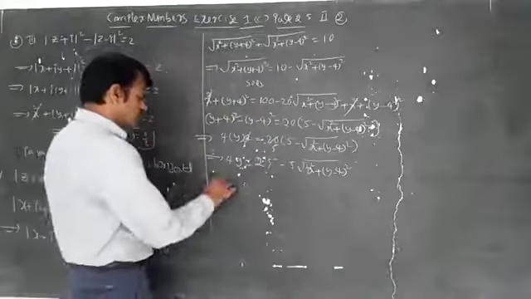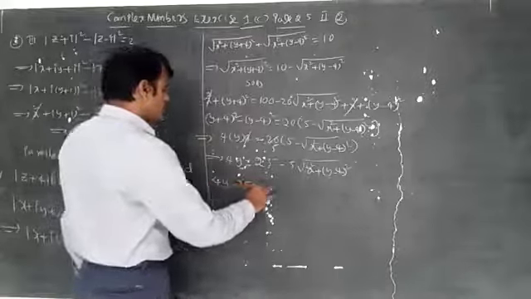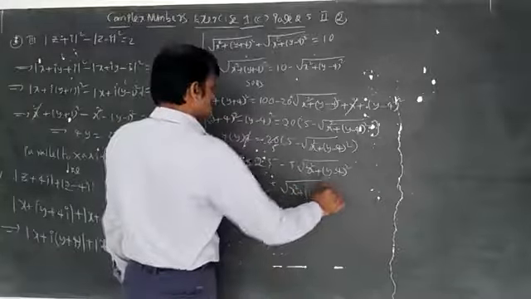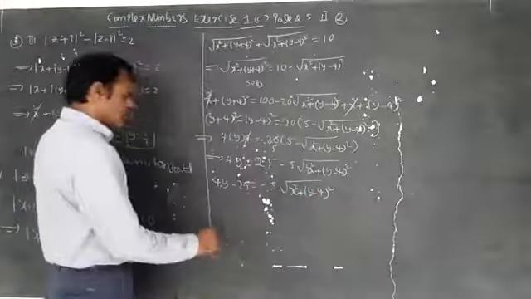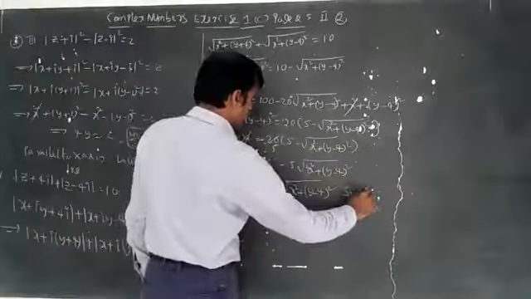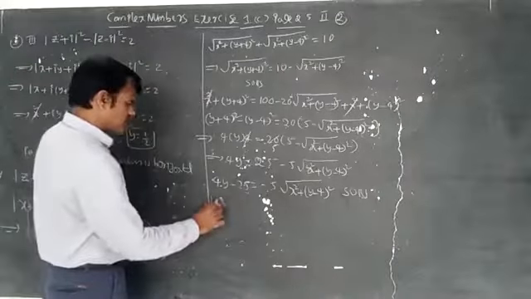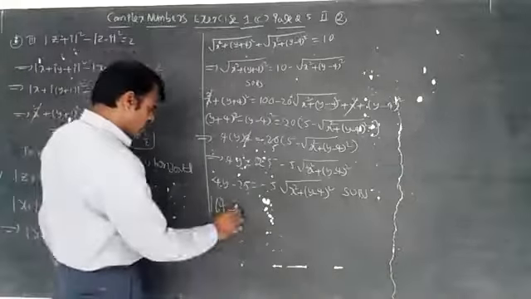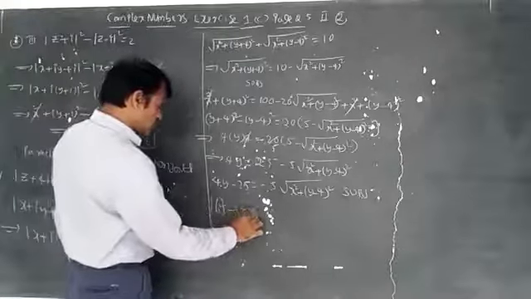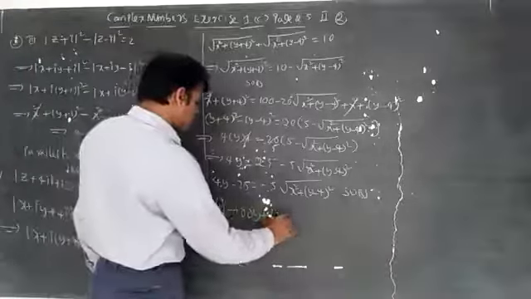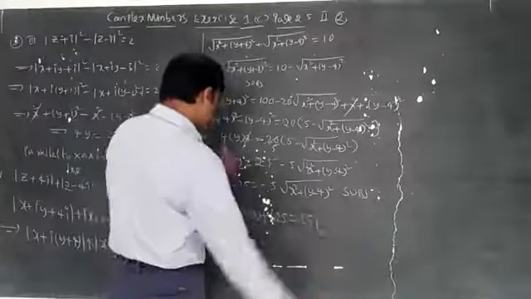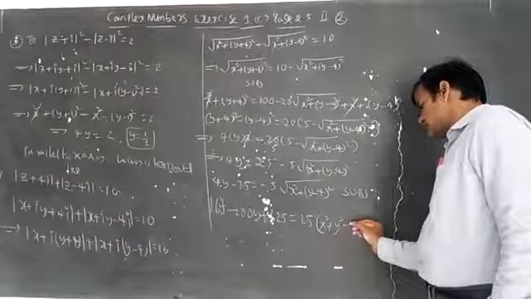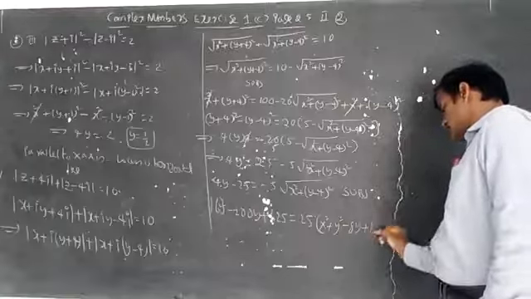25 taken to the left side, you write here 4y minus 25 is equal to minus 5 root of x square plus y minus 4 whole square. Now squaring both sides, 16y square minus 2 4s are 8, 25s are 200y, 16y square minus 200y plus 625 is equal to 25 into x square plus y square minus 8y plus 16.